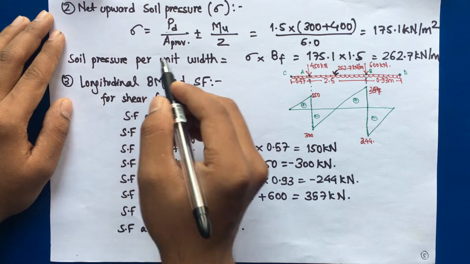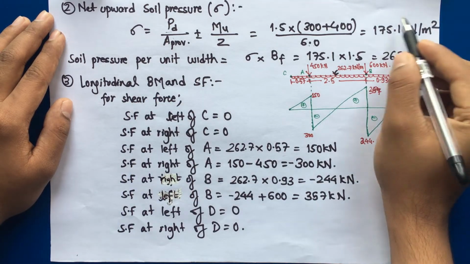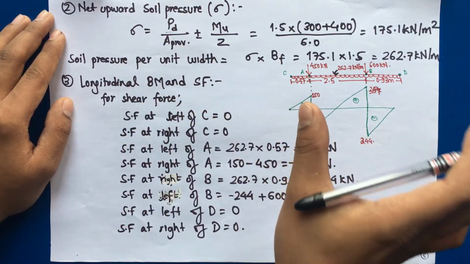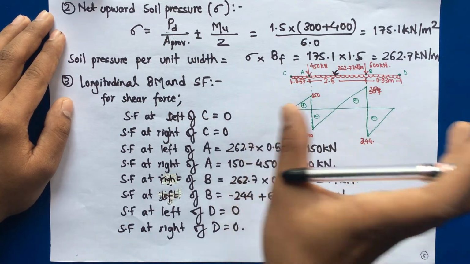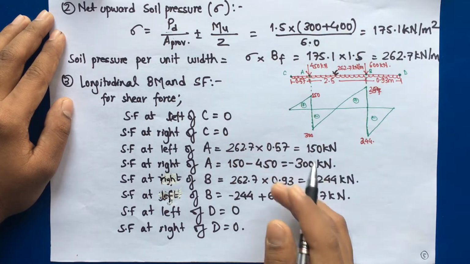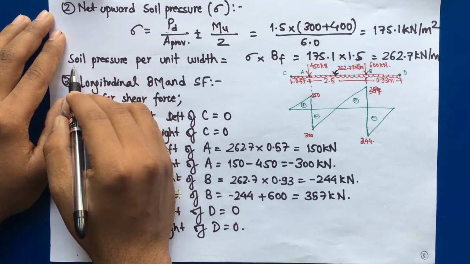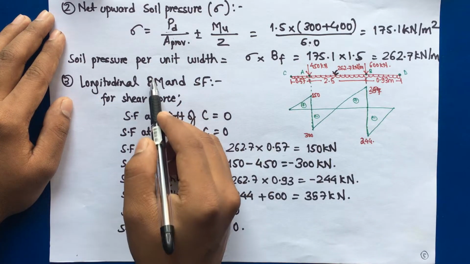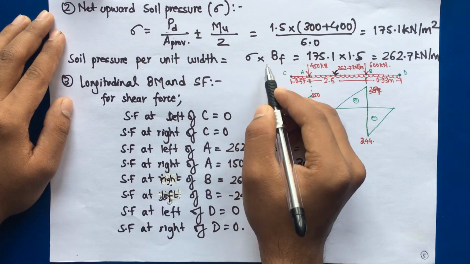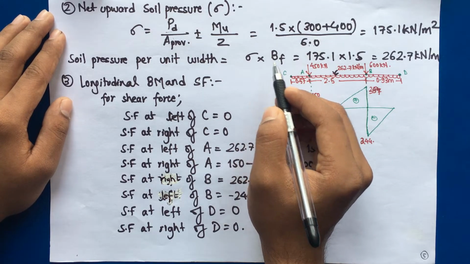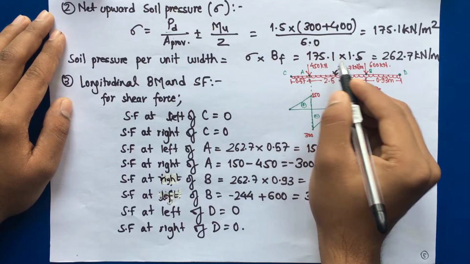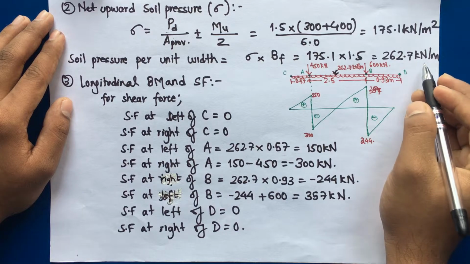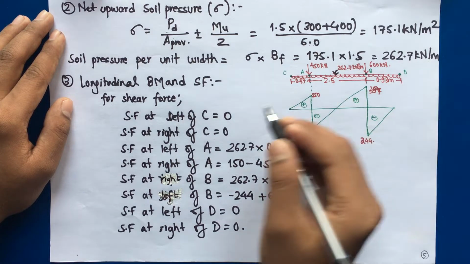Now swell pressure per unit width. This is for the area, but we will design the footing separately, that is for the longitudinal direction as well as the transverse direction. So we have to consider swell pressure per unit width along the longitudinal direction, for which sigma into BF, that is the width of the footing: 175.1 into 1.5, as the width of the footing is 1.5, so this comes as 262.7 kilonewton per meter. I hope you can get it.